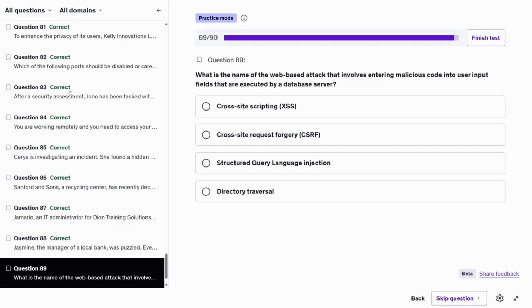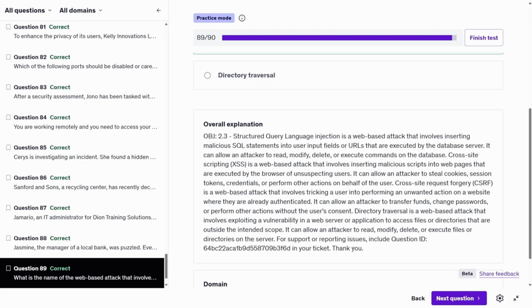What is the name of the web-based attack that involves entering malicious code into user input fields that are executed by a database server? The correct answer is C, structured query language injection. Structured query language injection is a web-based attack that involves inserting malicious SQL statements into user input fields or URLs that are executed by the database server. It can allow an attacker to read, modify, delete, or execute commands on the database.